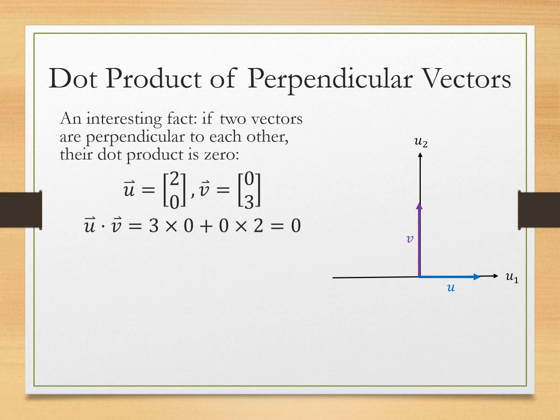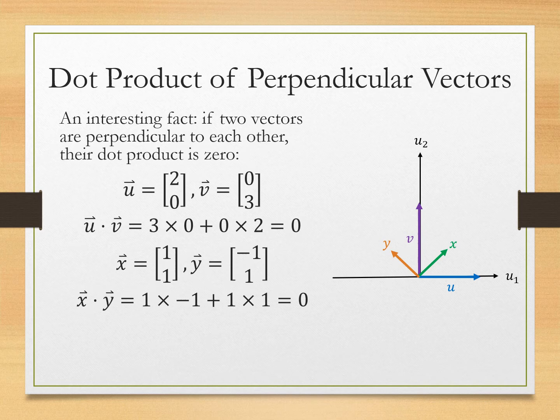Now this is not dependent on the vectors being upright. Even if you have vectors that are at an angle, as long as the two vectors are perpendicular to each other, then the dot product would be 0. So in this case, you have x being (1, 1) and y being (-1, 1). The dot product is 1 times -1 plus 1 times 1, which is 0. Right? So whenever two vectors are perpendicular to each other, the dot product will be 0.